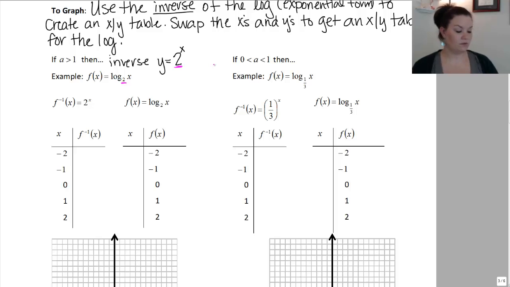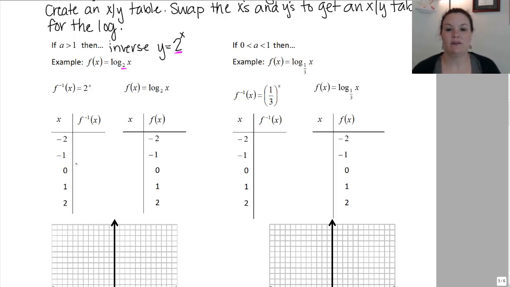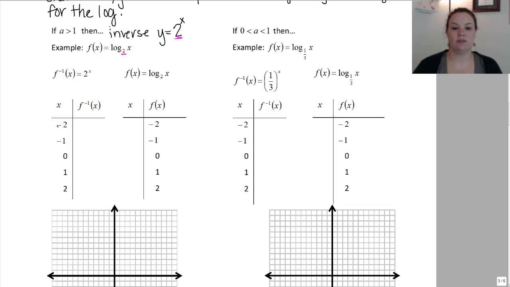Okay, so I'm going to use my exponential base 2 to the x, and create an xy table. And then I'm going to swap all the values to get a log table. So if I take 2 to the x and raise it to the negative 2 power, 2 to the 2 gives me 4. Since there's a negative exponent, that flips it and gives me 1/4. Remember, 2 to the negative 2 is the same as 1 over 2 squared, which gives me 1/4.